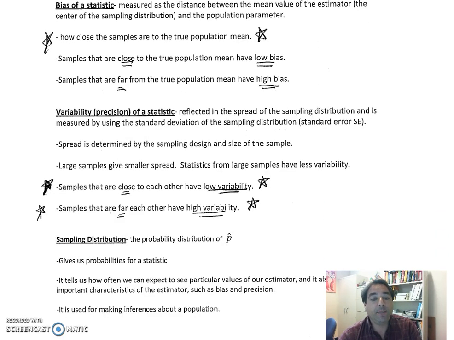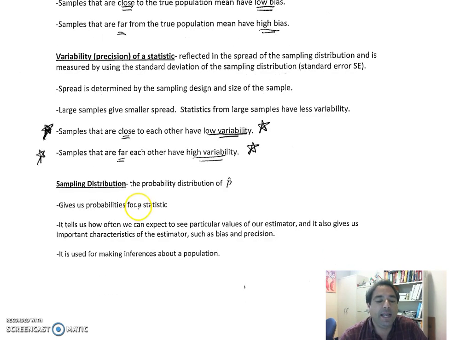Now, variability is a completely different topic. Variability looks at the spread, how spread out the data is. If the samples are close to each other, you have low variability. If the samples are far from each other, you have high variability. So to understand this, we're going to give you a visual representation. We're looking at the sampling distribution, the probability distribution of the p-hats, the sampling proportions.